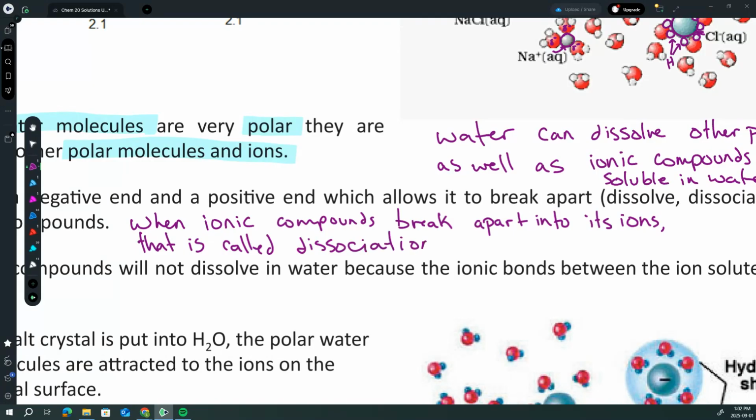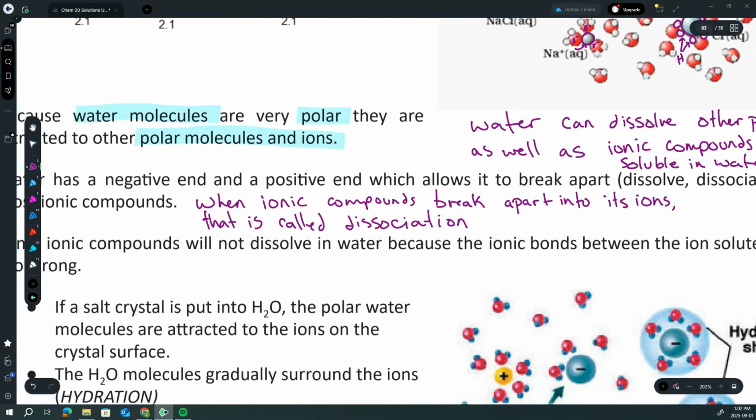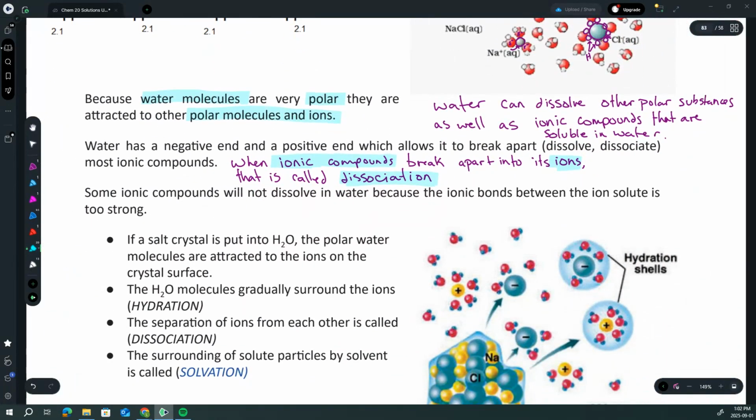So dissociation is a term that you're going to want to know about because it will be used in the future, and the key part that you should know is that it's specifically ionic compounds breaking apart into their ions. That's what dissociation is. Eventually we'll get into something called ionization, which is when molecular compounds break apart into their ions. But for now, dissociation is when ionic compounds break apart into their ions.